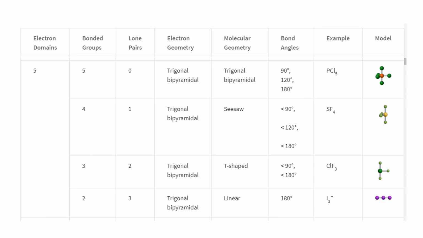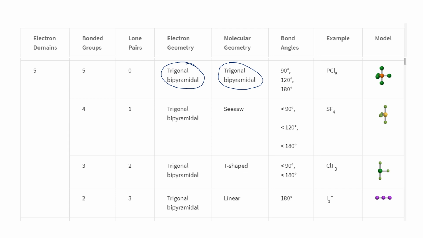This next page in the chart deals with having 5 electron domains, which is going to give us an electron geometry of trigonal bipyramidal. So notice that's the same in this column all the way down. If we don't have any lone pairs, of course, the molecular geometry is exactly the same, trigonal bipyramidal. But we have 3 derived structures that come from placing lone pairs into the trigonal bipyramidal structure.